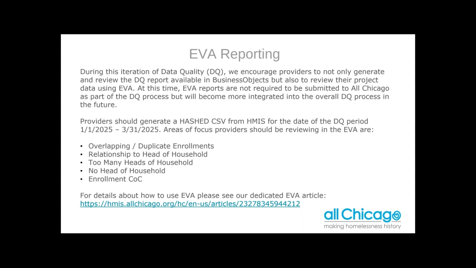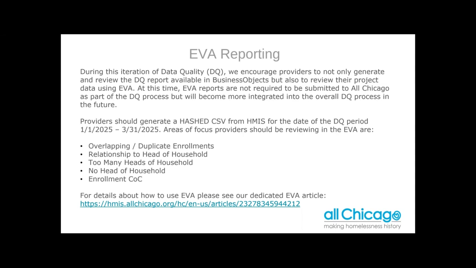When reviewing the reports, there are a couple of errors that might pop up in your data that we think are extremely important that you should be working on immediately to correct. One being overlapping and duplicate enrollments. So usually at the end of the year, I send around duplicate enrollments across agencies to agencies applicable. This is similar to that process in terms of identifying the overlaps and the duplicates, but the reports that you're going to run are going to only be for your project.